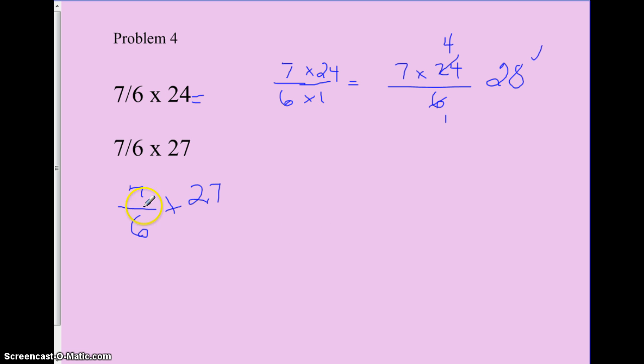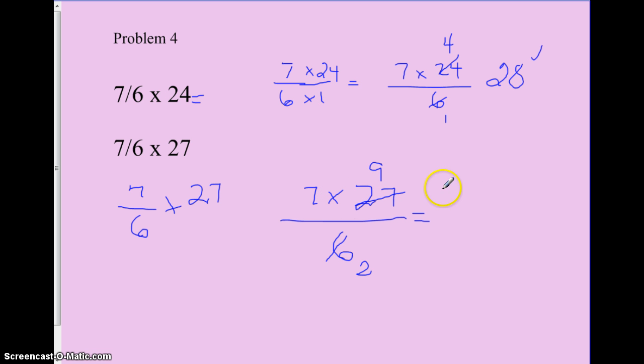Okay, so now check this out. This is kind of cool also. So 7 times 27, those are my numerators, right? Over 6. Well, is 27 a multiple of 6? No. Are they both even? No. Can they both be divided by something in common? Yes. 3. 6 divided by 3 is 2. 27 divided by 3 is 9.